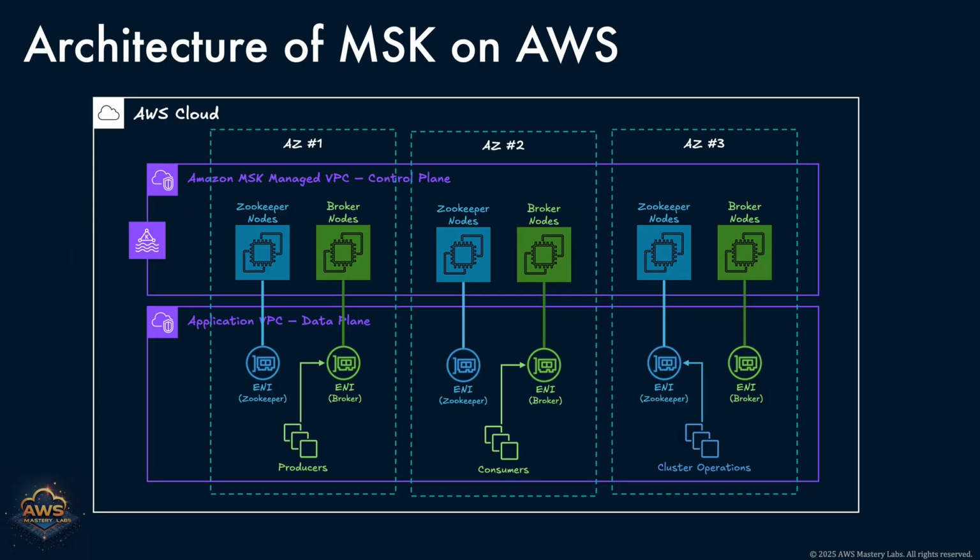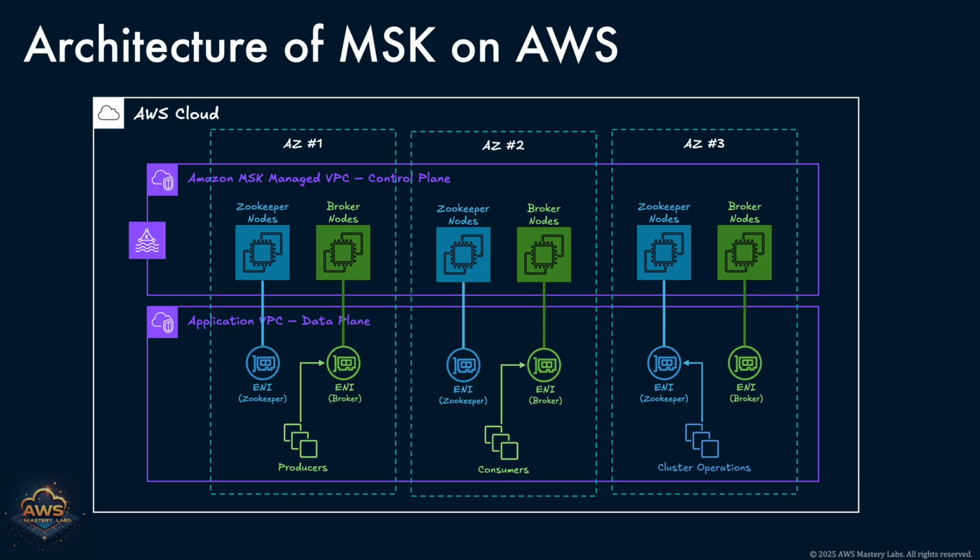Let's take a closer look at the Amazon MSK architecture. At the top of the diagram, you'll see the Amazon MSK Managed VPC, the control plane. This is where the critical cluster management components reside. Within each availability zone, two key elements are deployed. The Zookeeper nodes, highlighted in blue. These nodes play a vital coordination role for the Kafka cluster. They are responsible for tasks like leader election, maintaining configuration information, and keeping the brokers synchronized across the cluster.